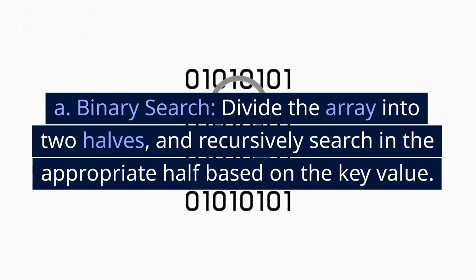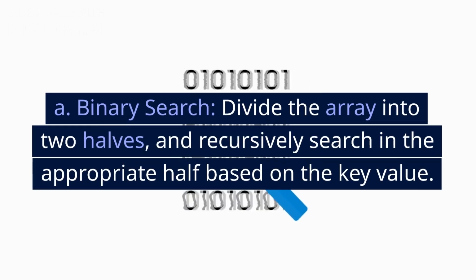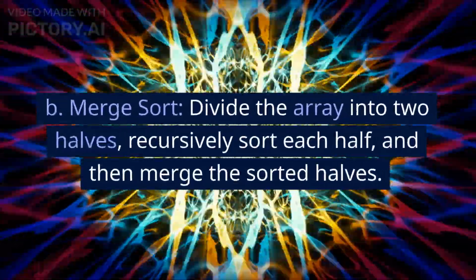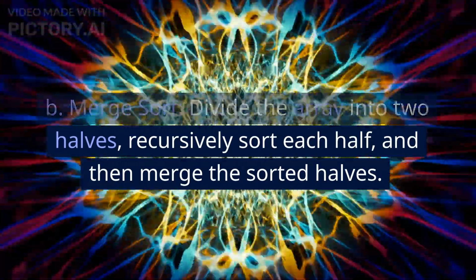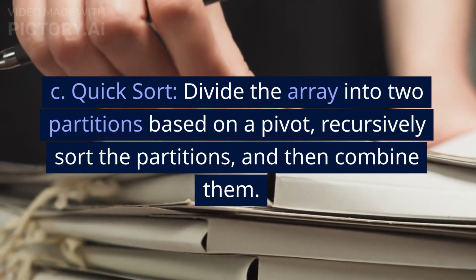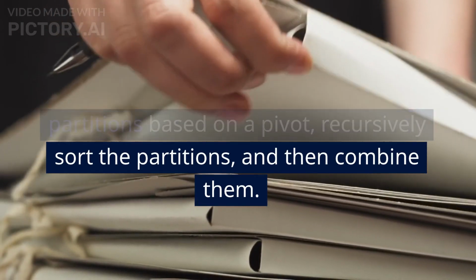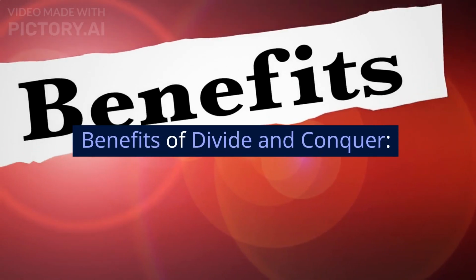3. Examples. A. Binary search. Divide the array into two halves, and recursively search in the appropriate half based on the key value. B. Merge sort. Divide the array into two halves, recursively sort each half, and then merge the sorted halves. C. Quick sort. Divide the array into two partitions based on a pivot, recursively sort the partitions, and then combine them.